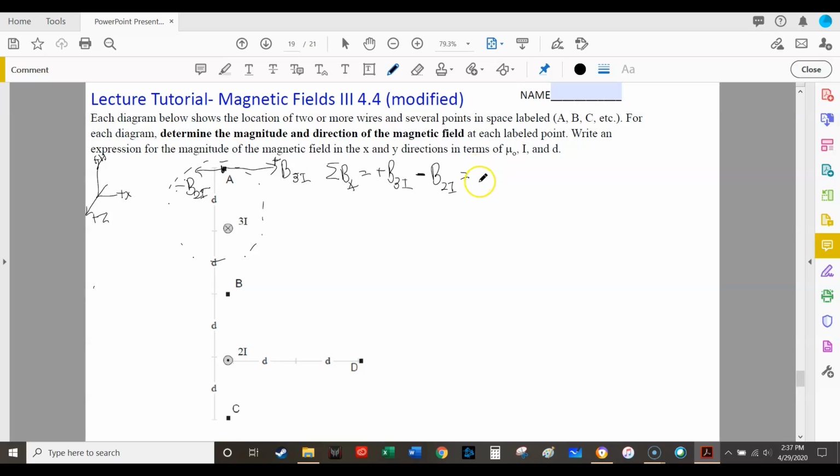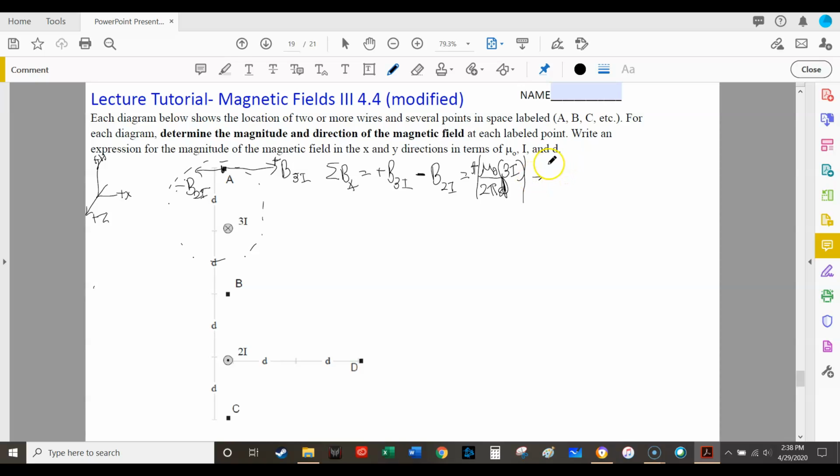Okay. Well, if you remember, the equation for a magnetic field around a current carrying wire is going to be mu naught over 2 pi, and it's a distance d away, right? I'm doing the 3I wire's magnetic field. It's a distance d away, and that is going to be times 3I. And it's going to be in the positive x direction. And again, we'll put the positive out in front of the absolute value. And this is a distance d.